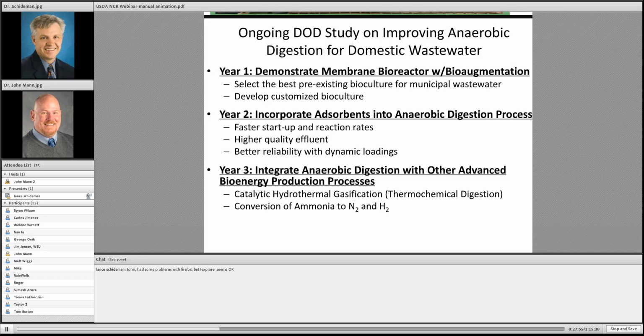And then the third year, we'll look at some comparisons with other advanced bioenergy processes. First one, catalytic hydrothermal gasification, which is another process for making methane, but it's doing it through a thermochemical route instead of a biochemical route. And then there's a process called the green box that's being commercialized for converting ammonia into nitrogen gas and hydrogen gas. It's electrolysis, very similar to splitting water, and the hydrogen that you get out of that process is worth more energy than the energy you put in. So that's the idea with that.